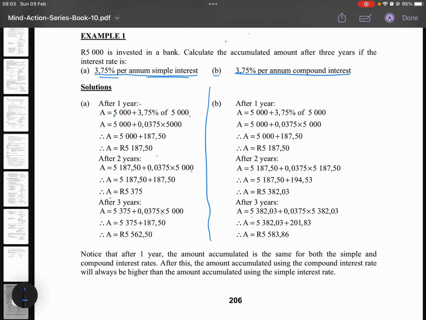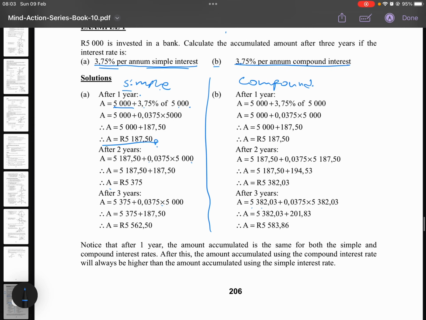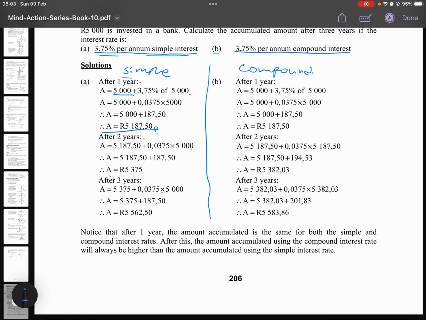After 1 year, if you're looking at simple interest, let me just write this: compound and simple. So after 1 year, with simple interest, you will just add 3.75% to the 5,000, and you end up with 5,187 rand 50 cents. After 2 years, you will have 3.75% of 5,000 again, which gives you 187 rand 50 cents, and then you add it to that accumulated amount, and you end up with 5,375.